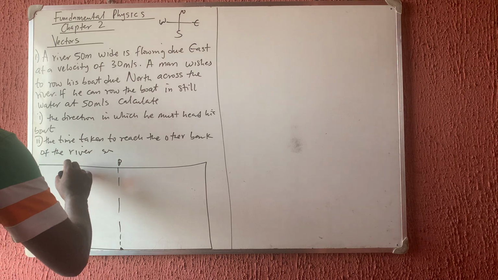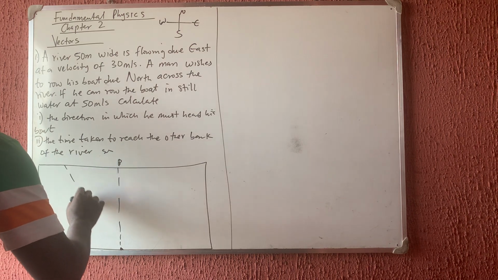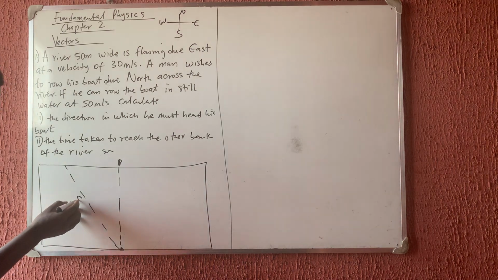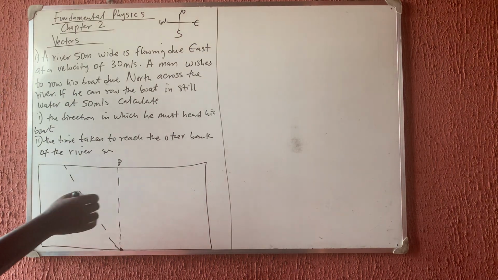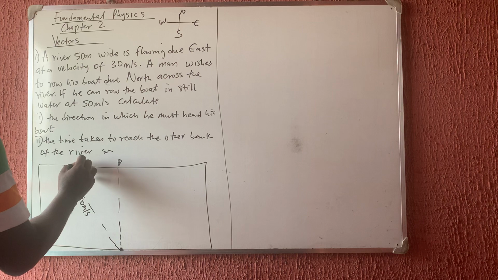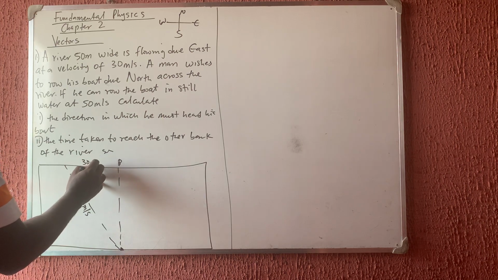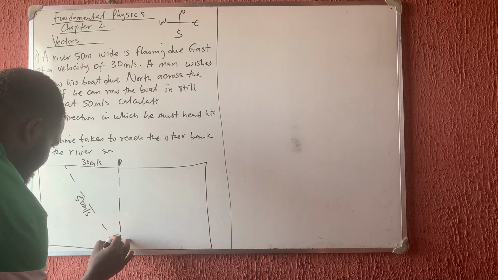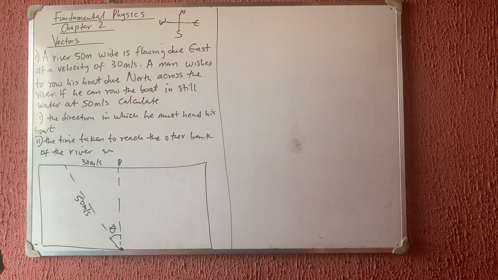So this is the direction the man is moving. Don't forget that this man is moving with 50 meters per second, and this river was flowing with 30 meters per second. Then they say calculate the direction he must head. So this is the direction he must head. Let's find out the angle this man is going to move.